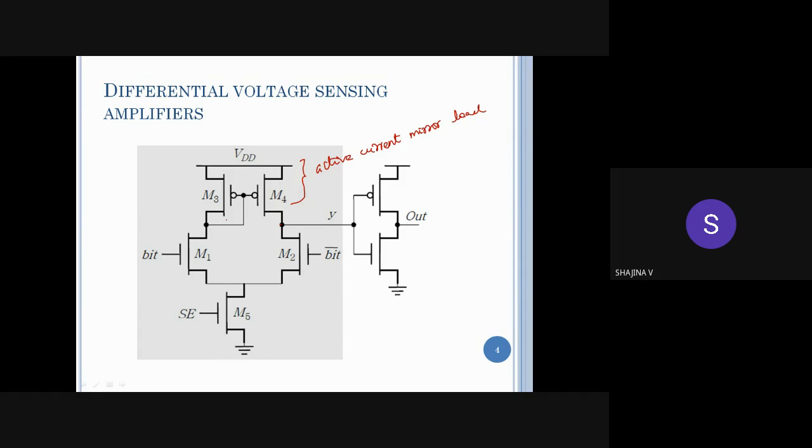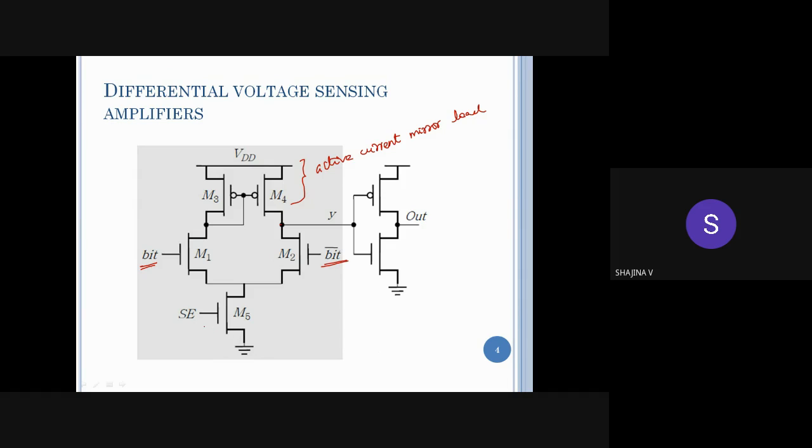And we have the other two transistors, M1 and M2. These are the differential input devices. That is, to the gate of M1, we are applying the bit line voltage that is fed from the SRAM memory. Remember the bit line and bit bar line in the SRAM memory. So to the gate of M1, we are applying the bit line voltage, and to the gate of M2, we are applying the bit bar line voltage. So these M1 and M2 act as the differential input devices. These are the inputs of our differential amplifier.